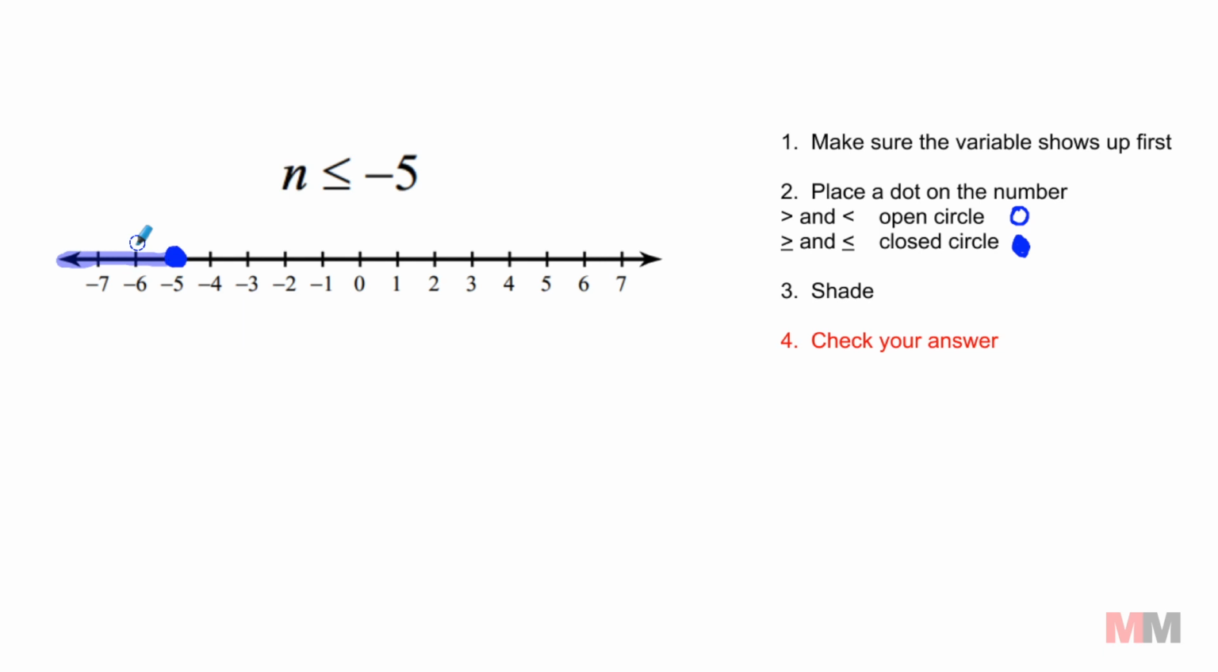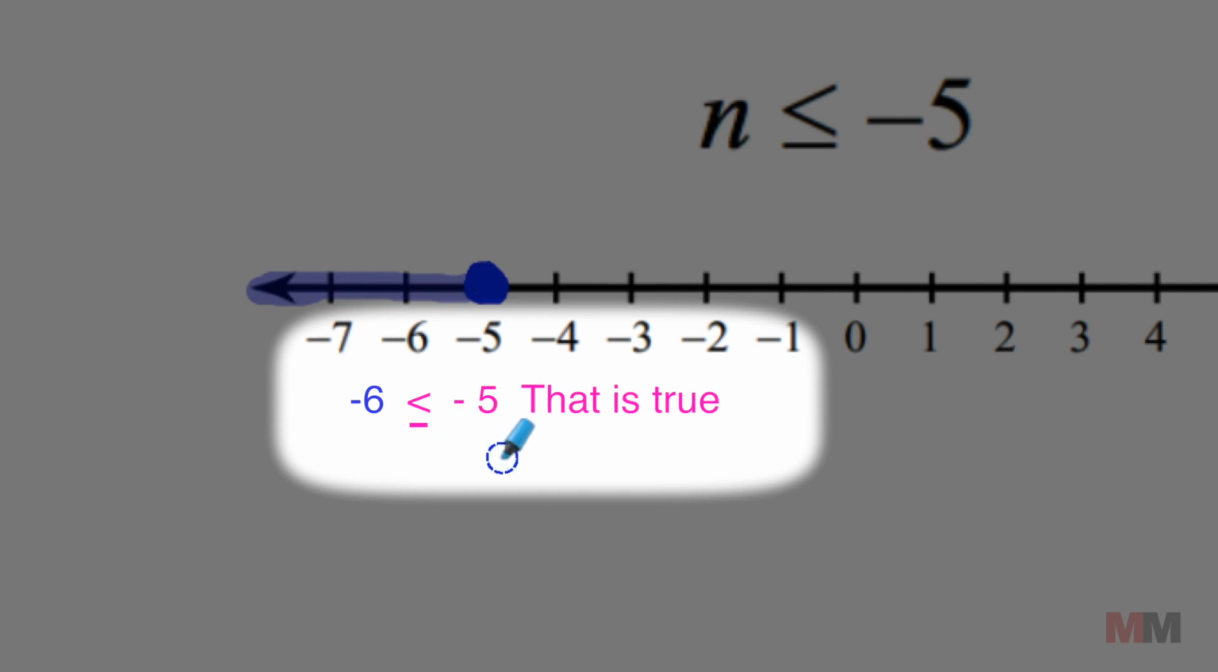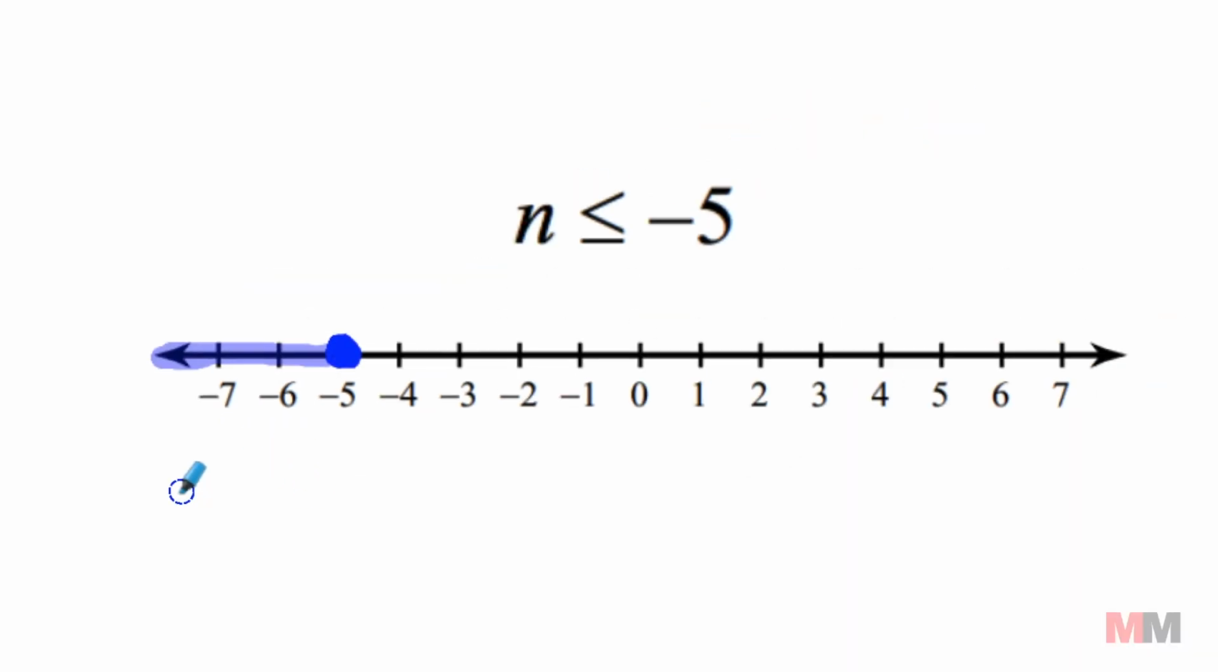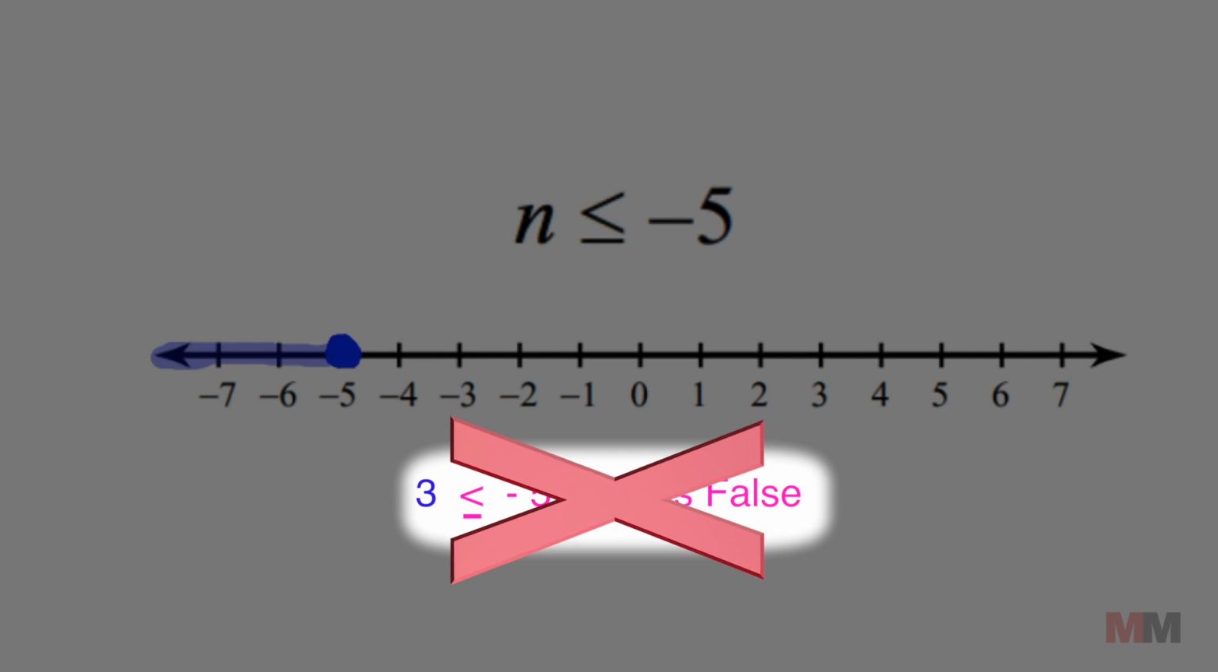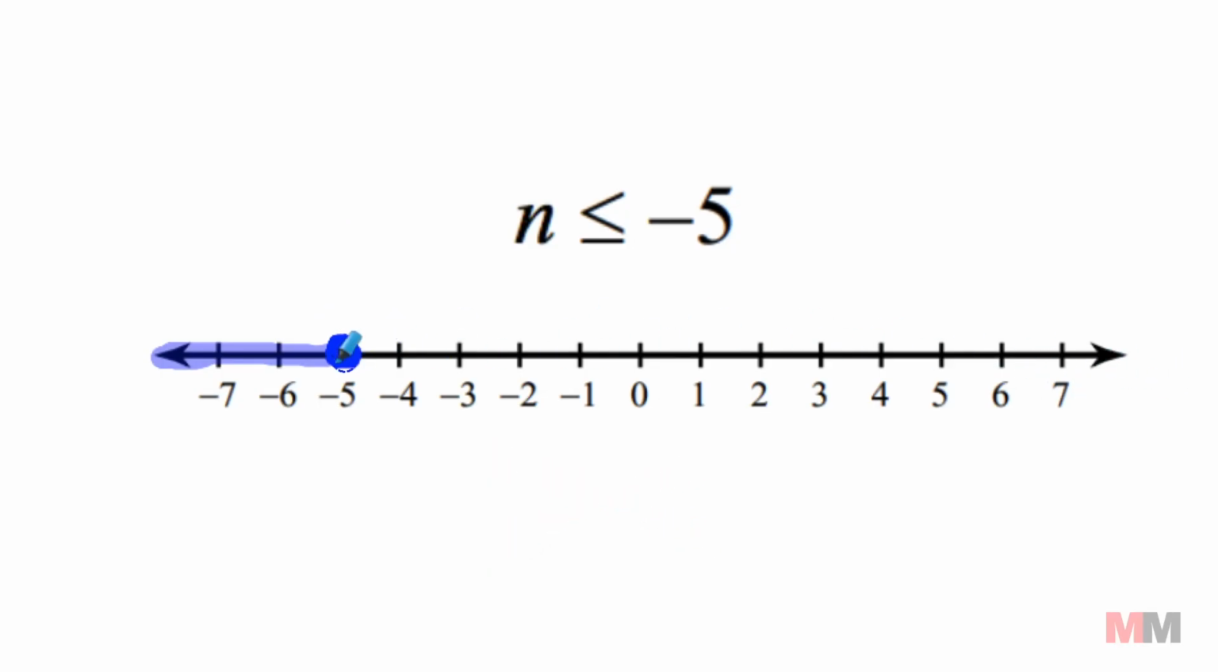And if you are not sure, you can check your answer by plugging any of these numbers in. For instance, let's say I put -6 for n. -6 is less than or equal to -5. That is true. You could do that for any of these numbers and it will make a true statement. If you put any of these numbers, let's say I put 3 for n. 3 is less than or equal to -5. That makes absolutely no sense. So that's why we didn't shade these numbers right here. None of these numbers will make sense if we plug it in.